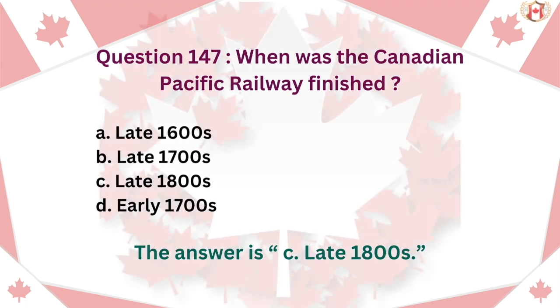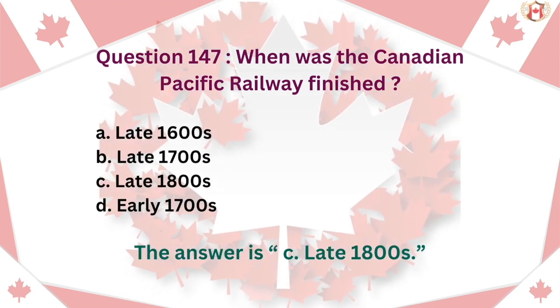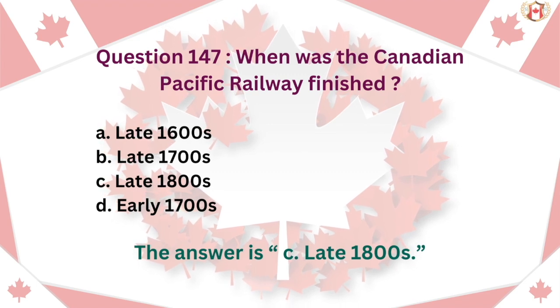Question 147. When was the Canadian Pacific Railway finished? A. Late 1600s. B. Late 1700s. C. Late 1800s. D. Early 1700s. The answer is C. Late 1800s.